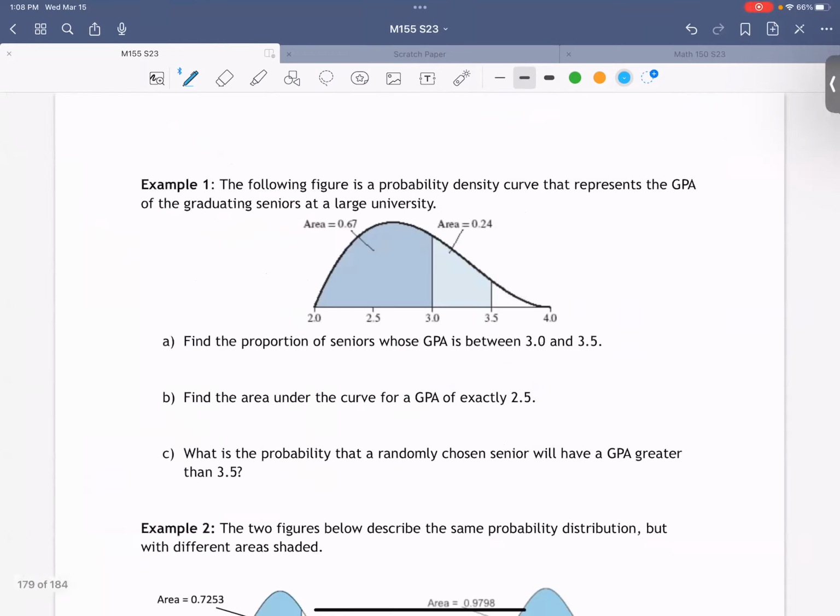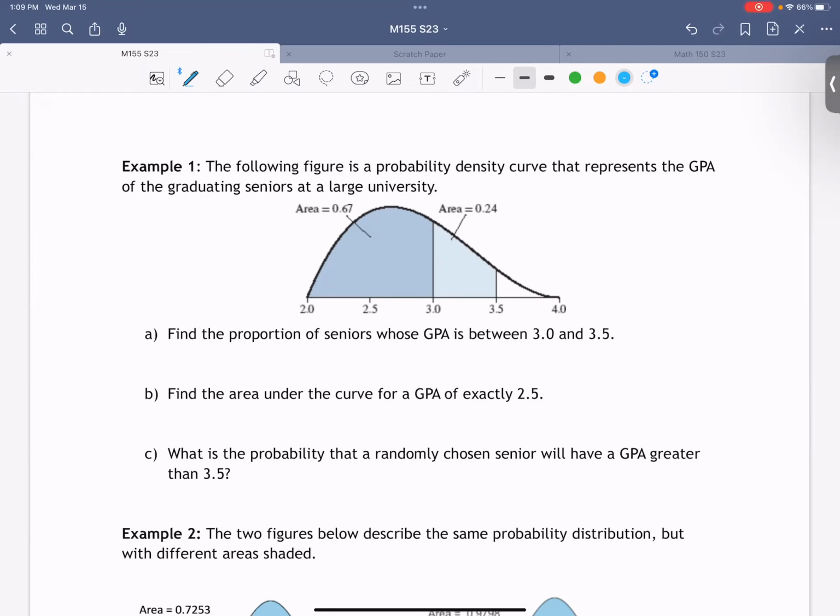So in this example, I have a probability density curve, and this represents the GPA of a bunch of graduating seniors at a university. These GPAs don't look too great. I mean, they're all right, but it's definitely more to the left than to the right. Okay. So what we have here is a shaded area, and that area is 0.67. We have a shaded area here, and it's 0.24, and then we have this other area that we don't know the area of.